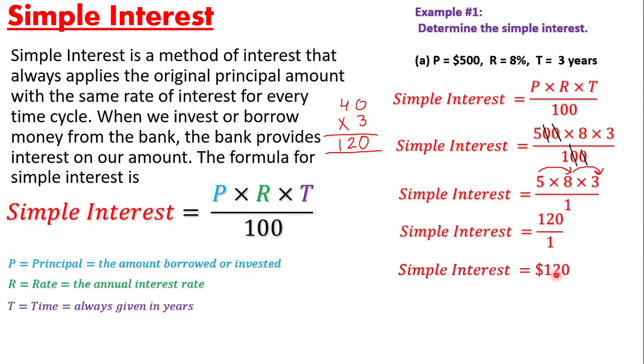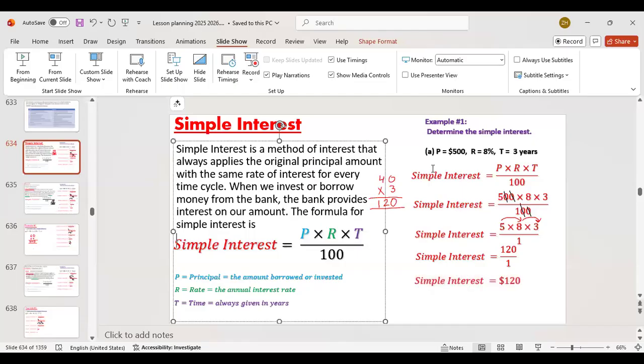The total amount to be repaid to the bank. 620. Say it again. The money plus 120. 500 plus 120 is 620. Very good. So let's consider that question.